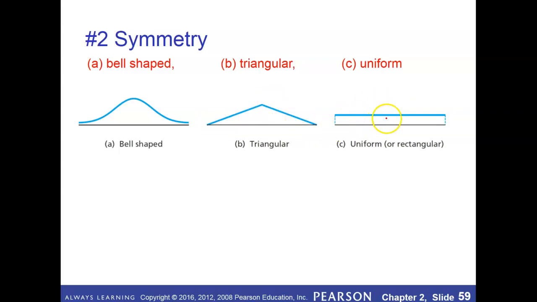So uniform would be, man, there are no peaks and valleys. It's just kind of the same all the way through the data set. You have just as many people that are, if this is height, just as many people that are short as you do that are tall as you do that are right in the middle. Okay, so these three types of symmetry are things that we should know for this lesson.